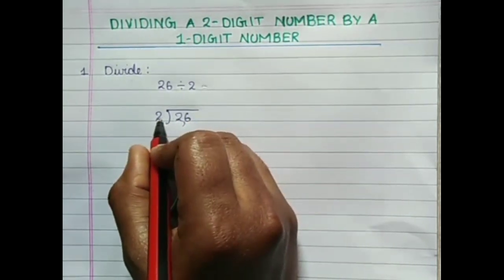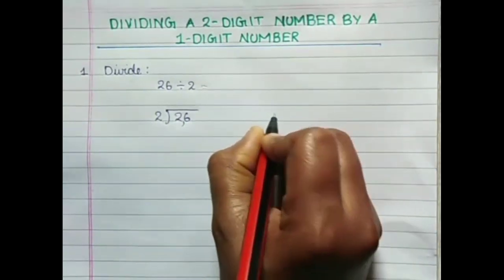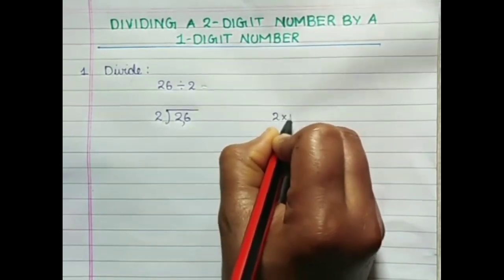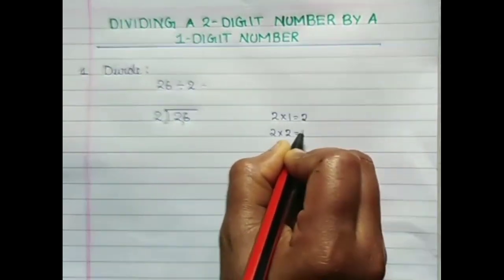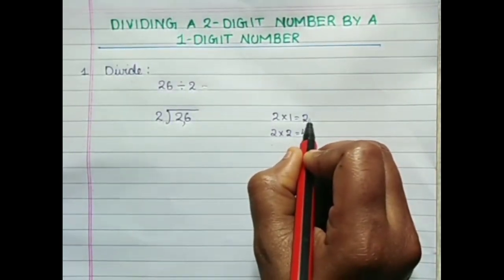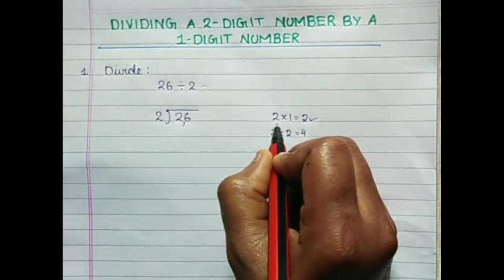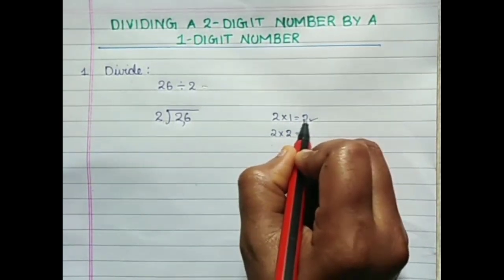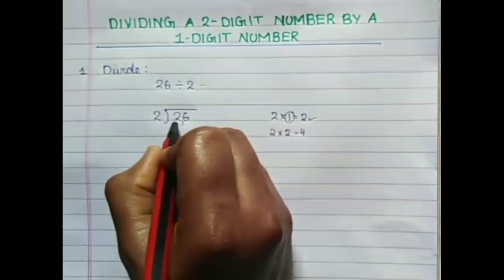And now we have to check whether we have the number 2 in the table of 2. For that we can write the table of 2. 2 1s are 2, 2 2s are 4. So check whether we have the number 2 in the table of 2. Yes, we have the number 2 in the table of 2. And how many times do we have the number 2 in the table of 2? Yes, we have 1 time the number 2.